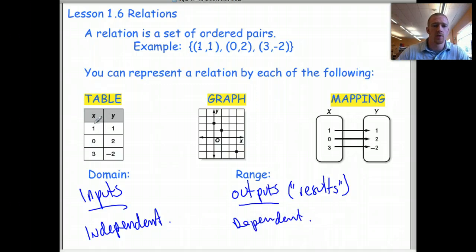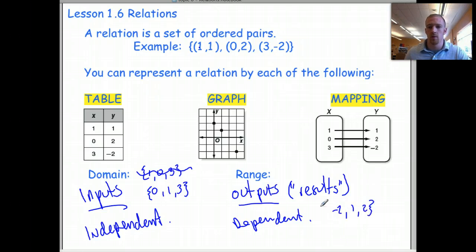So here our inputs, or our x's, are 1, 0, and 3. So our domain here would be just the set 1, 0, 3. And typically we would like to write it in numerical order, not just the order they give it to you in the table. And then the range would be -2, 1, 2. So I went in order from least to greatest. So the domain is a set of inputs, the range is a set of outputs.